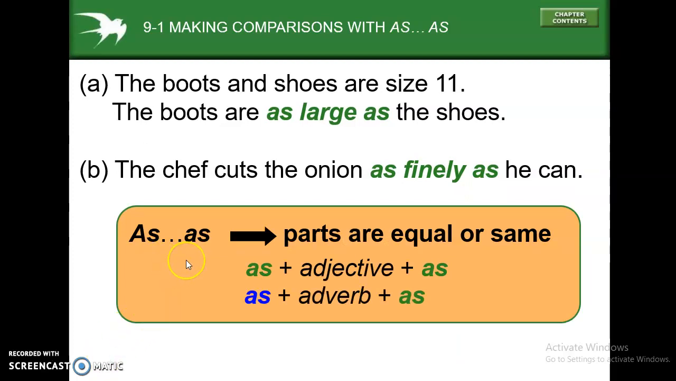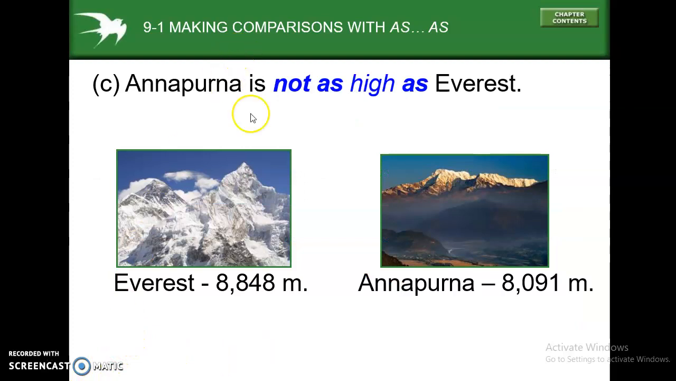So we can use "as...as" to explain parts that are equal or the same, and we can use adjectives and adverbs. Adjective, for example, as large as. Adverb, for example, as finely as. Annapurna is not as high as Everest because Everest is 8,848 meters and Annapurna is 8,091 meters. So Annapurna is not as high as Everest.